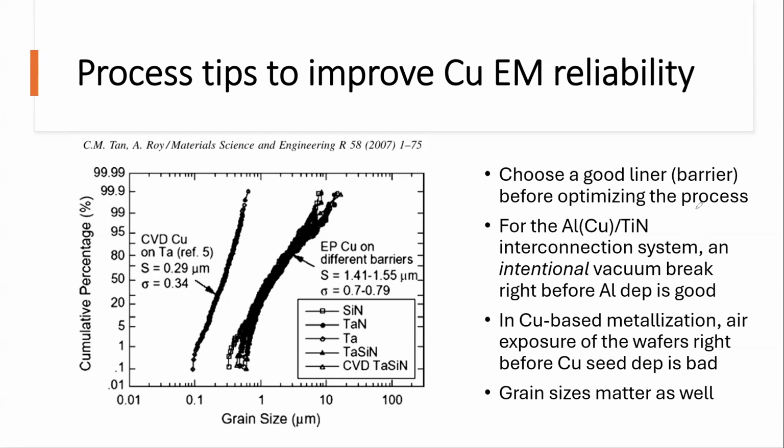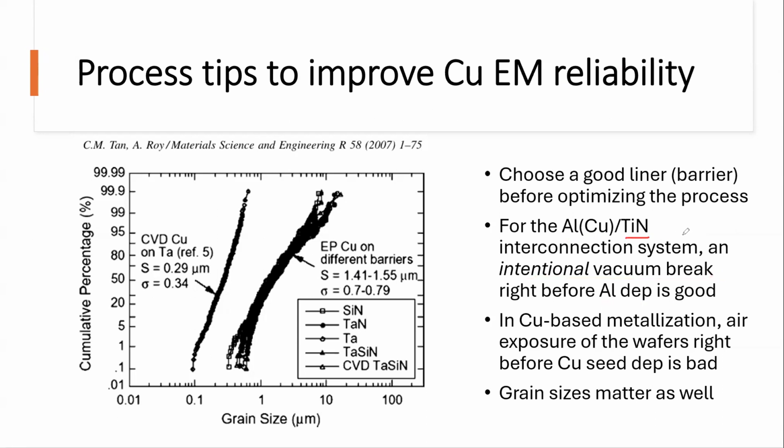And then how do you do the liner and barrier? It's just not going to deposit whatever you want. It's not that simple, right? For the aluminum and high nitride barrier system, you need an intentional vacuum break before the aluminum gets deposited.